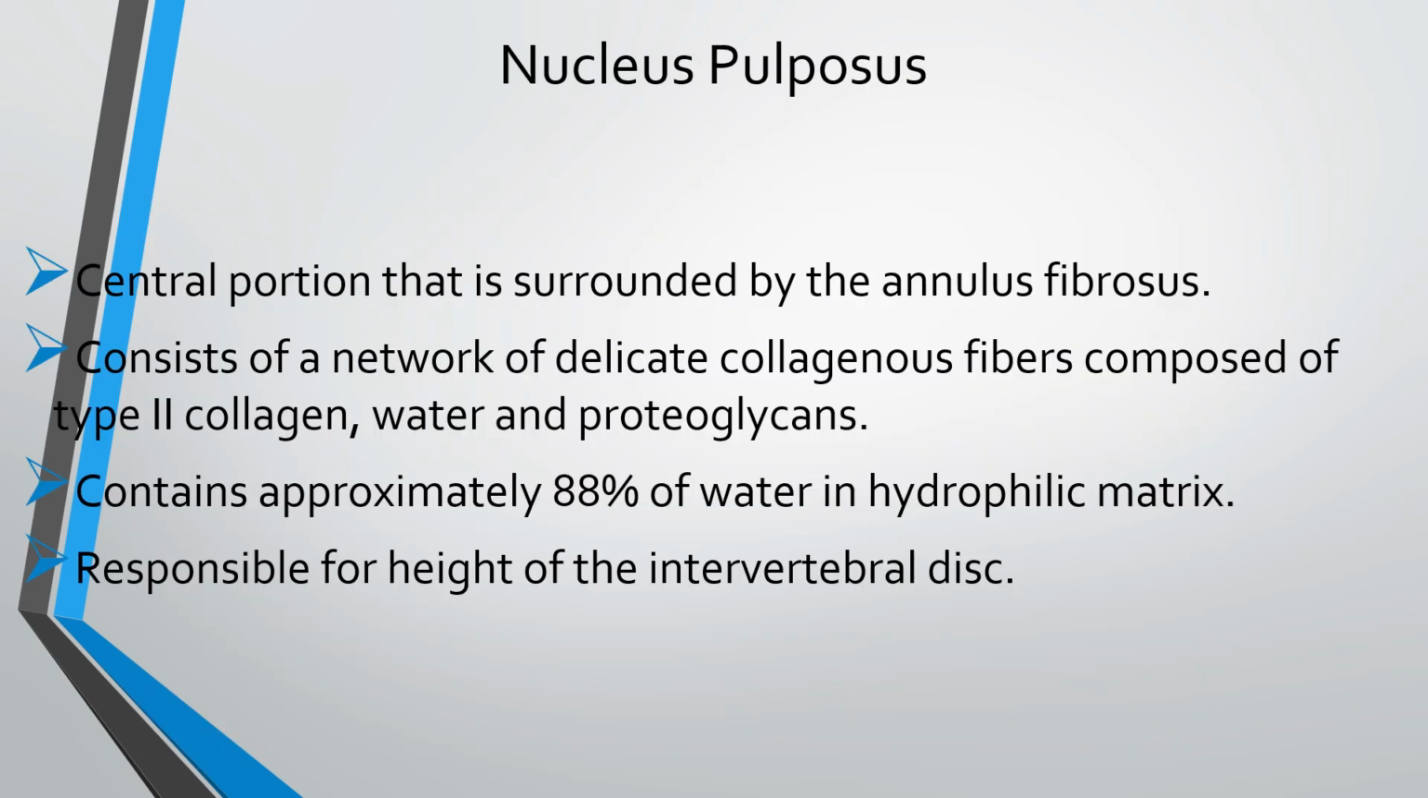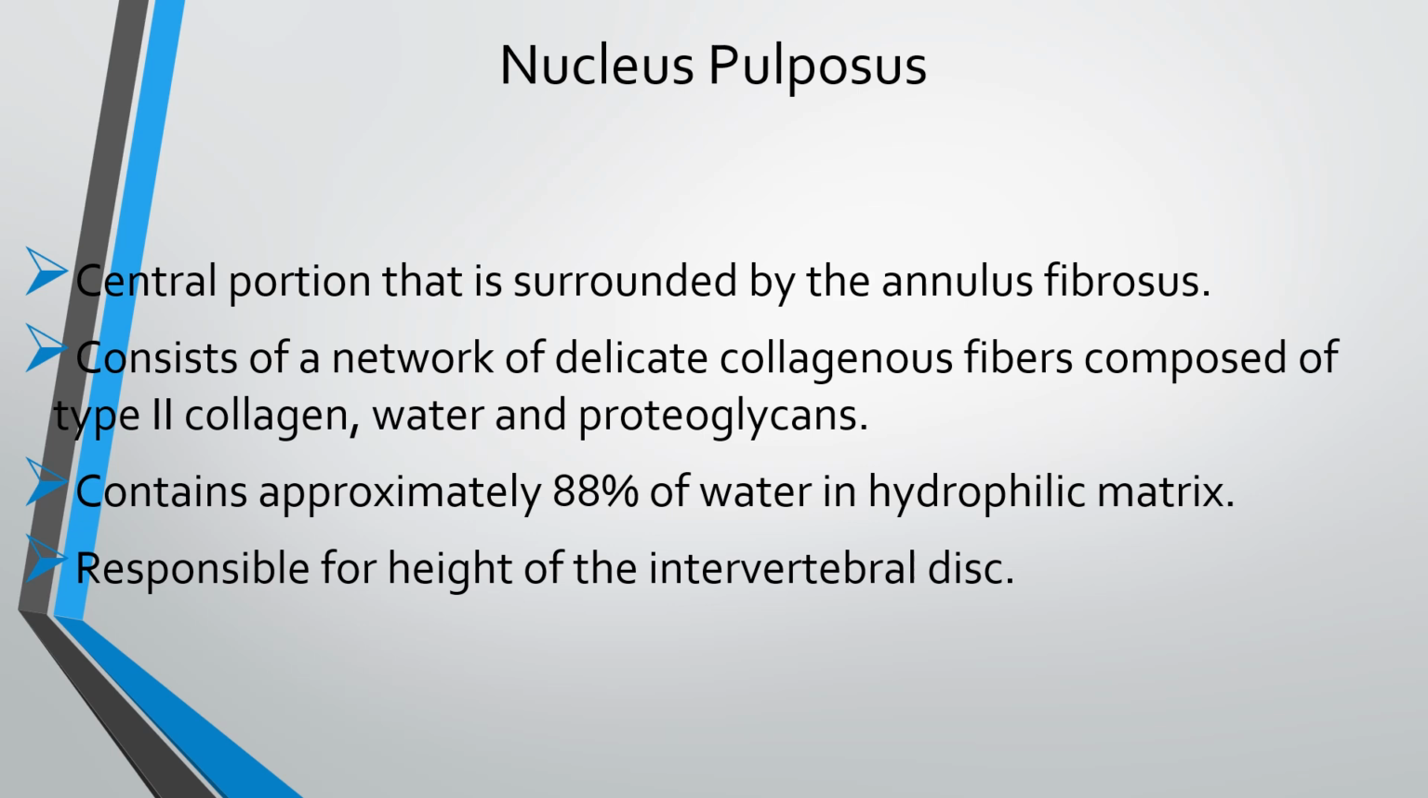Then the nucleus pulposus. This is the central portion that's surrounded by the annulus fibrosus. Consists of a network of delicate collagenous fibers composed of type 2 collagen, the water, and proteoglycans. Contains approximately 88% of water in a hydrophilic matrix. It is responsible for the height of the intervertebral disc.